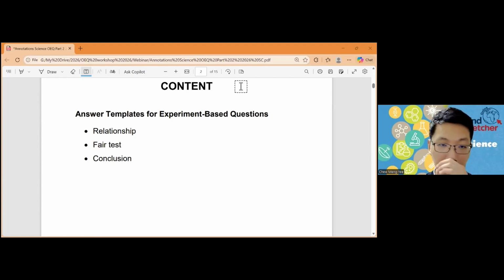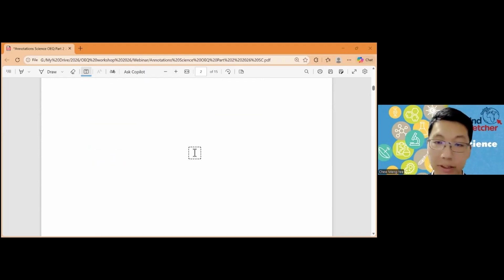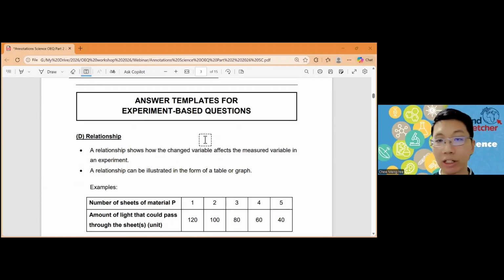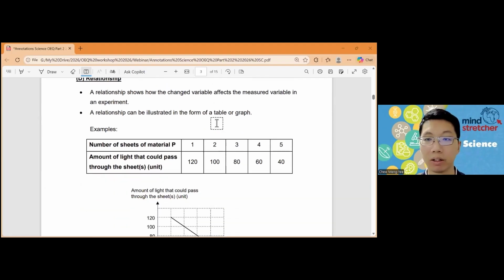So today we'll focus on these three. Control setup will be next week. And then next week we'll also cover some of the answer templates for other topics. These are for experiment-based questions which can be across any topic, because they are more general, they are skill-based instead of topical concepts.